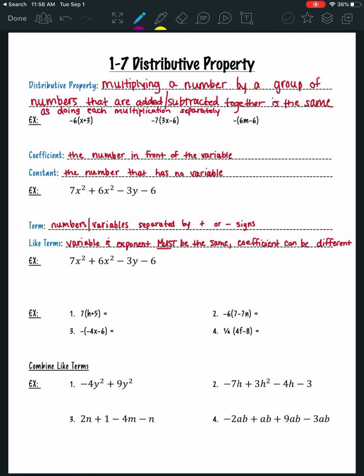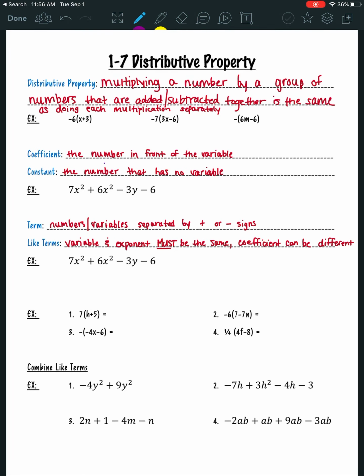If you notice, I already filled in some definitions to save some time, so you'll want to make sure you pause the video and get these definitions in. So distributive property hopefully is a little bit of review for you.